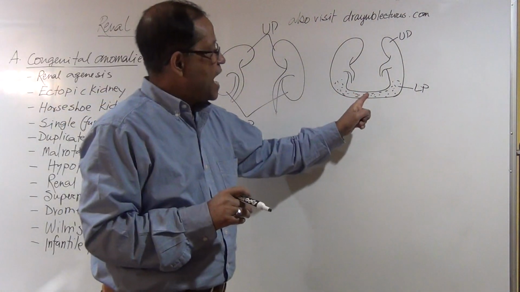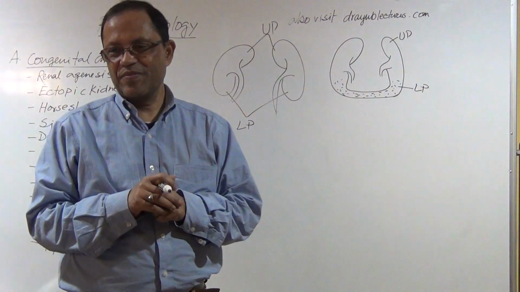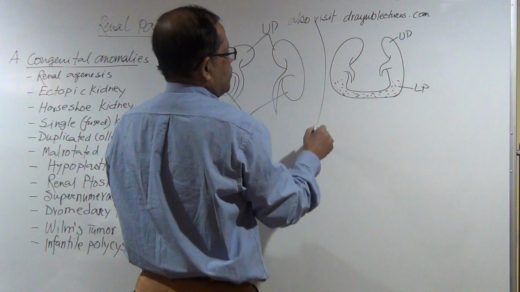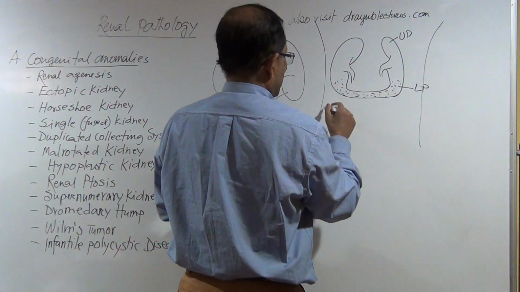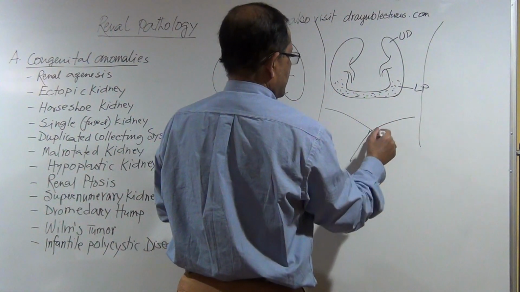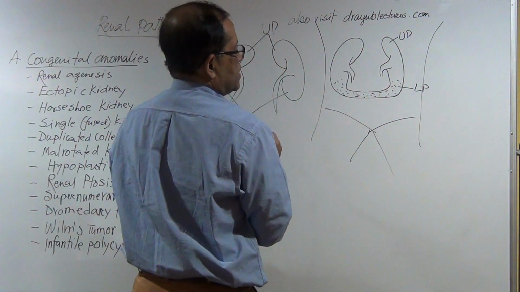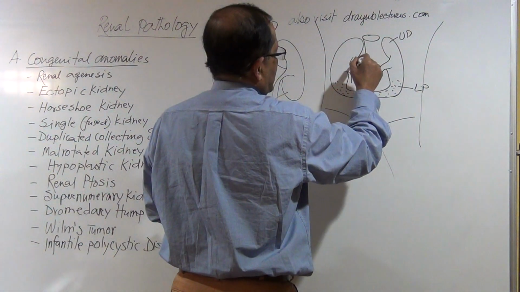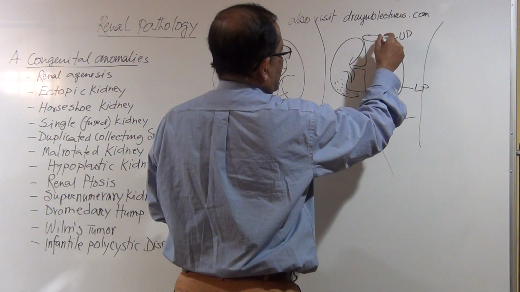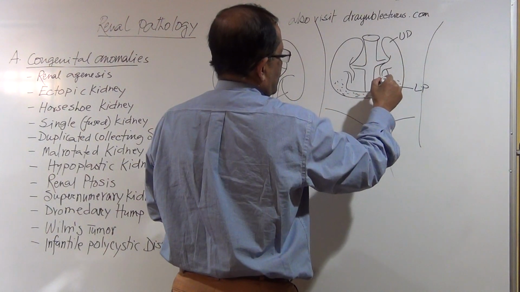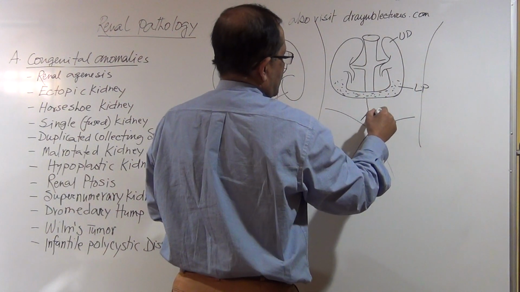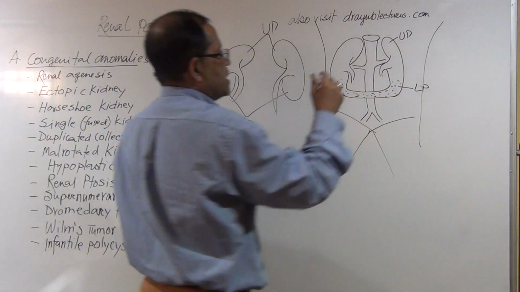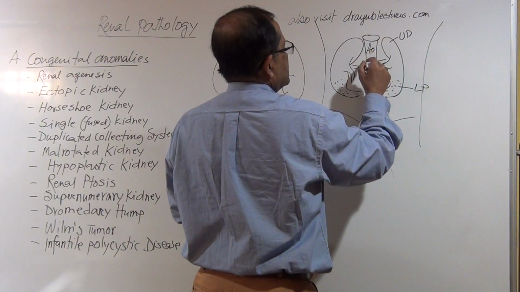And it is anterior to the aorta. It is anterior to the aorta. That means if this is the body, this is the kidney, and the aorta is this. So this is the aorta. This is the renal artery.